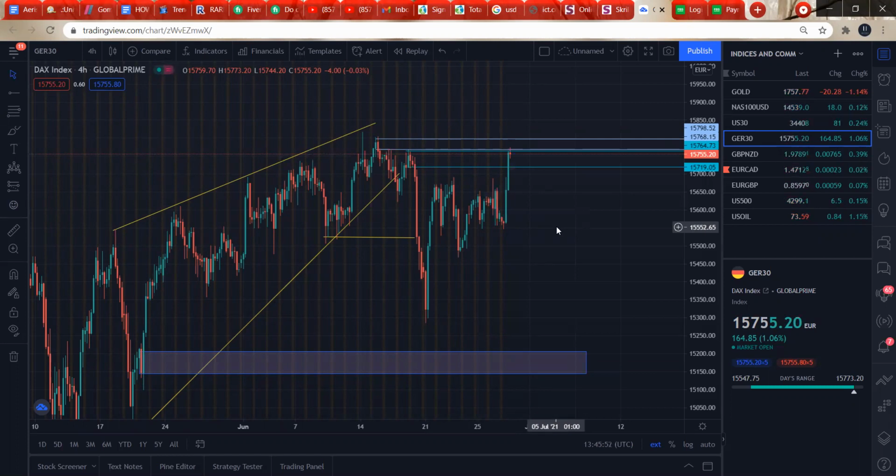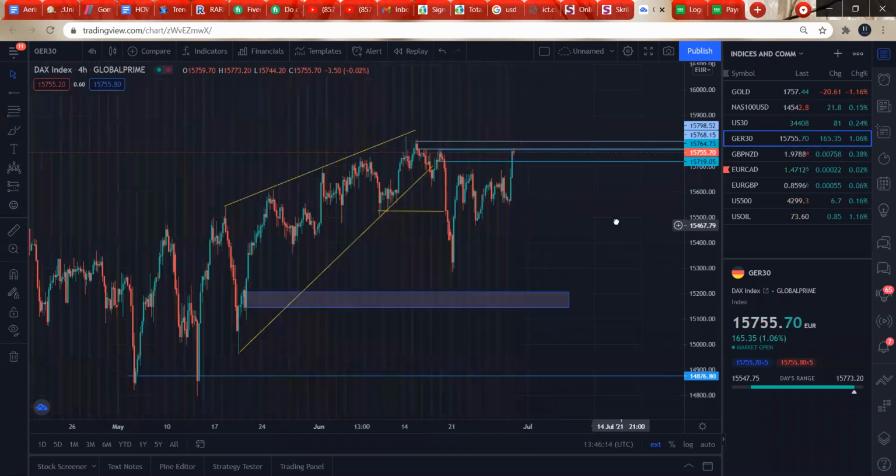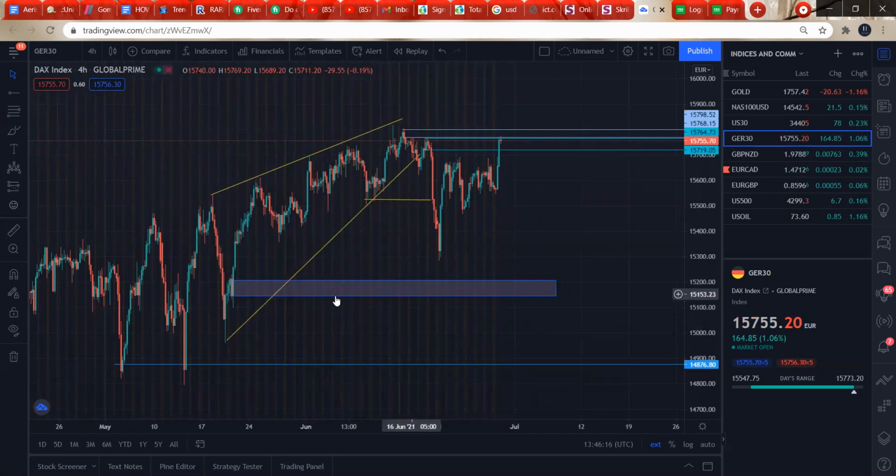Let me just check my transactions. Okay. Let's leave the markets now and we'll see what will happen. I'm expecting a big drop here. It might complete during NFP.